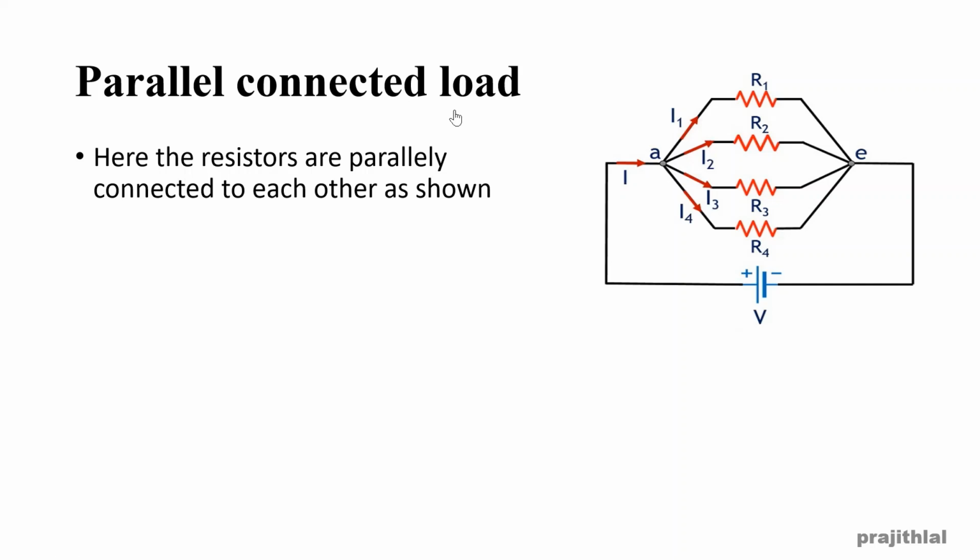Parallel connected load. Here, resistors are connected parallel to one another. As you can see in the figure, the resistor R1 is connected parallel to R2, connected parallel to R3, connected parallel to R4.